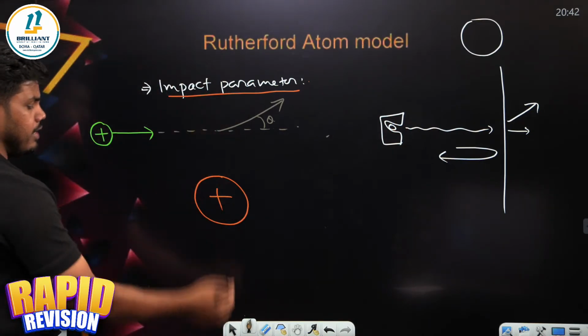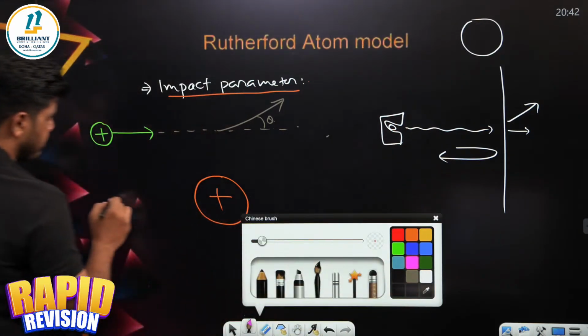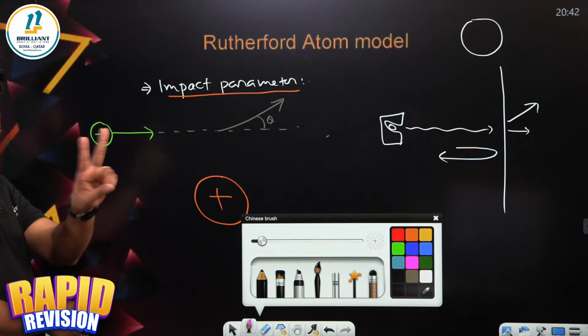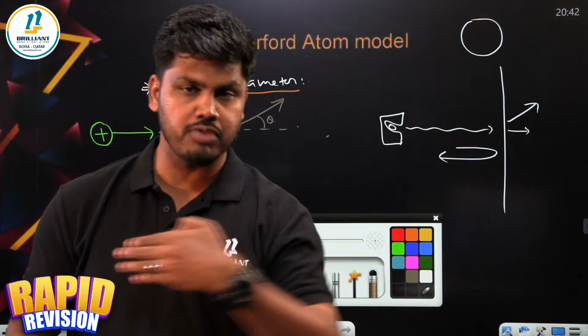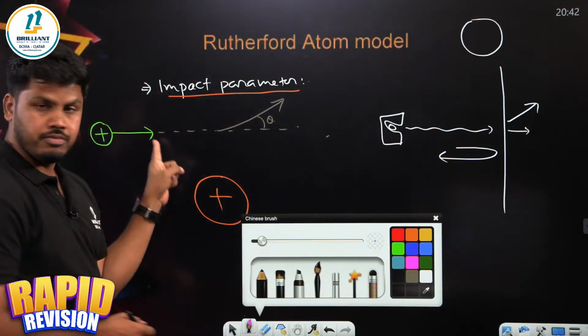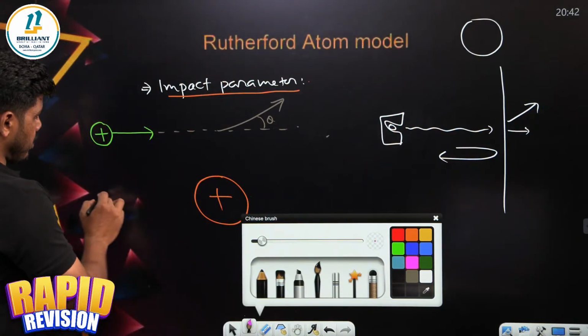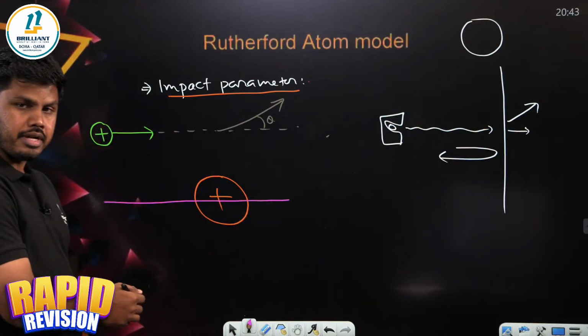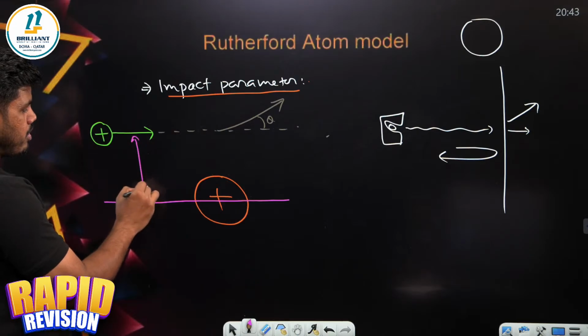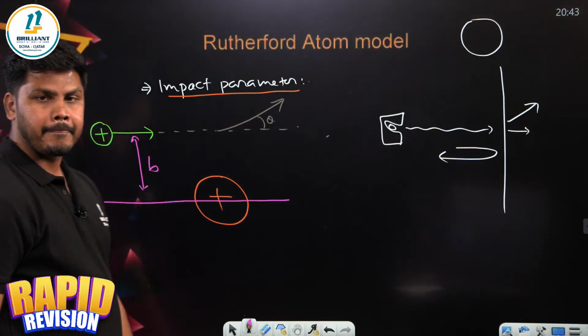Then we defined impact parameter as the distance between 2 straight lines. Which are the 2 straight lines? The first straight line is the initial direction of the alpha particle, the green line which you can see on the board. And the second one is a line parallel to that and passing through the center of the nucleus. This distance is called the impact parameter.